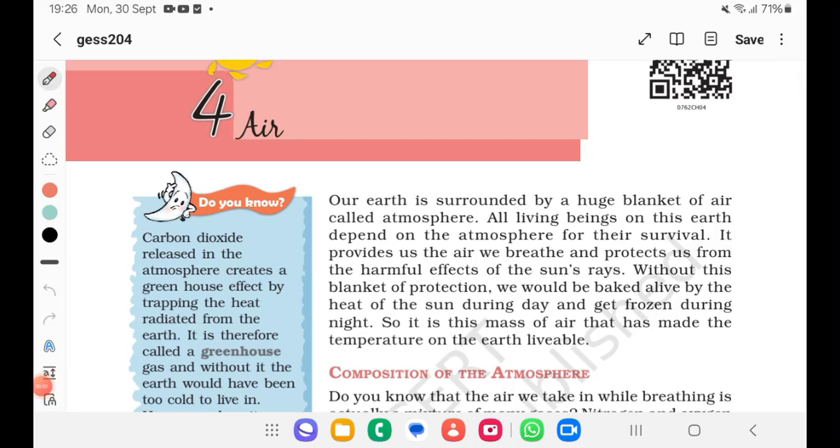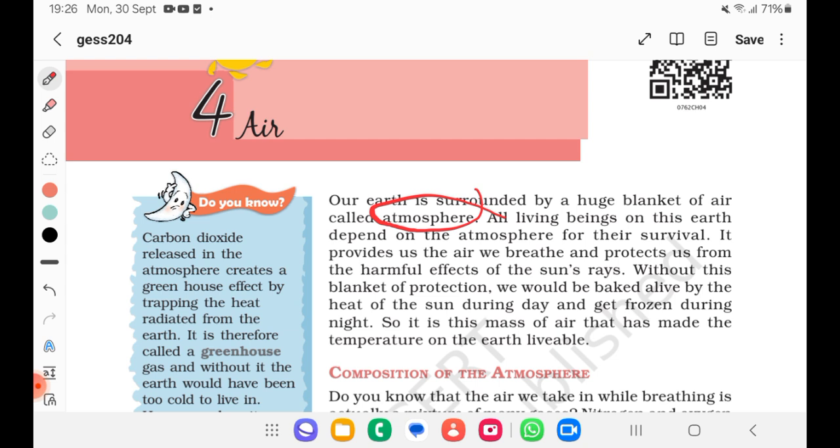Today we are dealing with the fourth chapter of 7th NCERT Geography. The chapter name is Air. Our earth is surrounded by a huge blanket of air called atmosphere. So whatever air blanket we have around the earth, we call it the atmosphere.